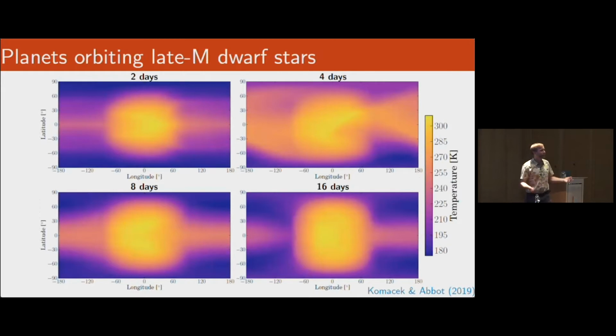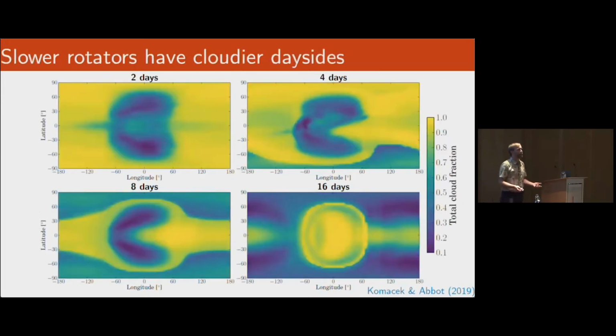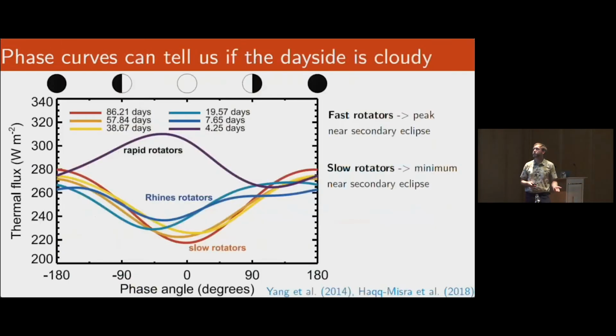But I've also looked at planets orbiting M-dwarf stars. And the one thing I want to get across is that for planets orbiting M-dwarf stars, we know that their cloud coverage should depend on the rotation period. So slowly rotating planets have more day-side cloud cover than fast-rotating planets. And in principle, with future phase curve observations of these planets, we could actually distinguish between these.